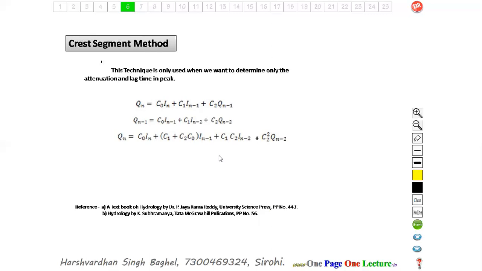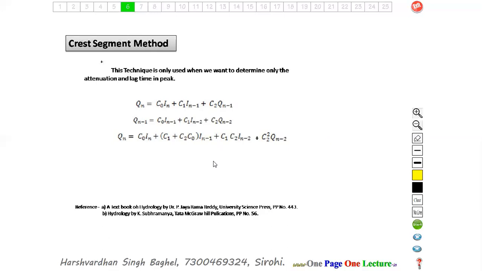This equation assumes that we apply this theory on a particular portion where there is a peak or the attenuation occurs within the channel. So we apply the technique for the particular portion, and we analyze the whole stream and calculate the attenuation and the time lags only. This technique doesn't apply to the simple flood routing model. When we are evaluating the outflow flood hydrograph, we only use this equation for the determination of the attenuation and the time lag.